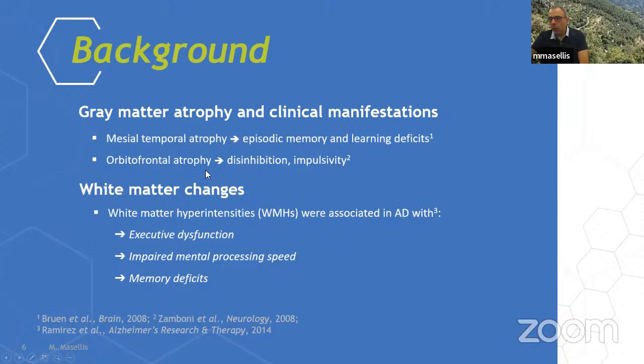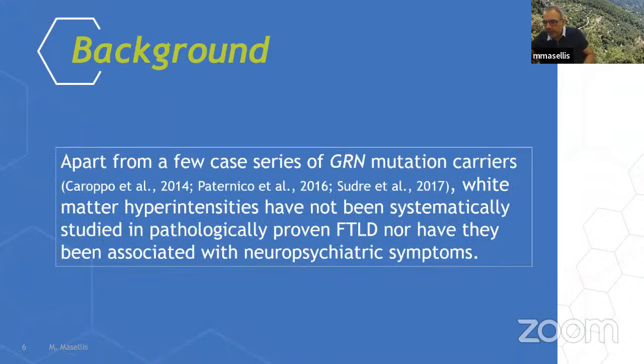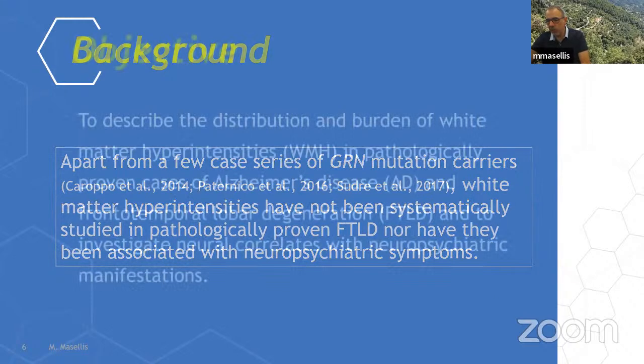impulsivity. White matter changes have been well studied in Alzheimer's disease, but less well studied in frontotemporal lobar degeneration. And in Alzheimer's disease, they've been associated with executive dysfunction, impaired mental processing speed, as well as memory deficits. Apart from a few case series of granulin mutation carriers, white matter hyperintensities have not been systematically studied in pathologically proven FTLD, nor have they been associated with neuropsychiatric symptoms.